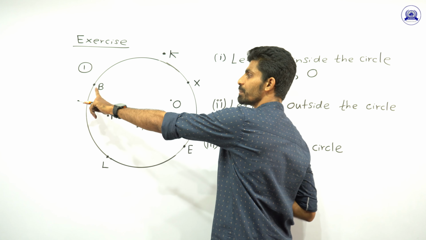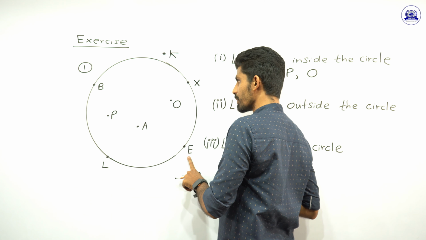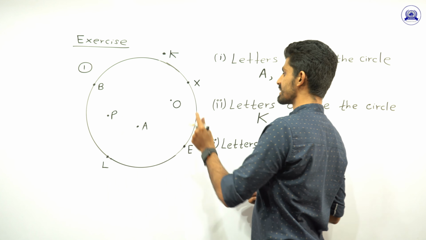What are the letters? B is okay. L is okay. E is okay. X is okay. B, E, L, X.